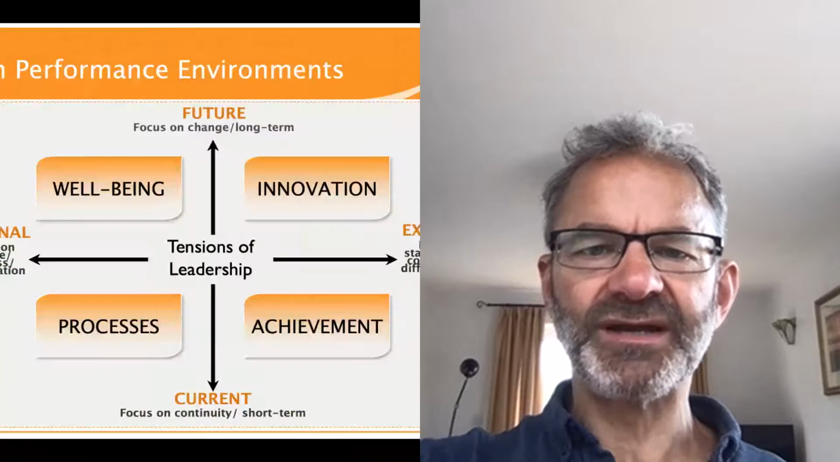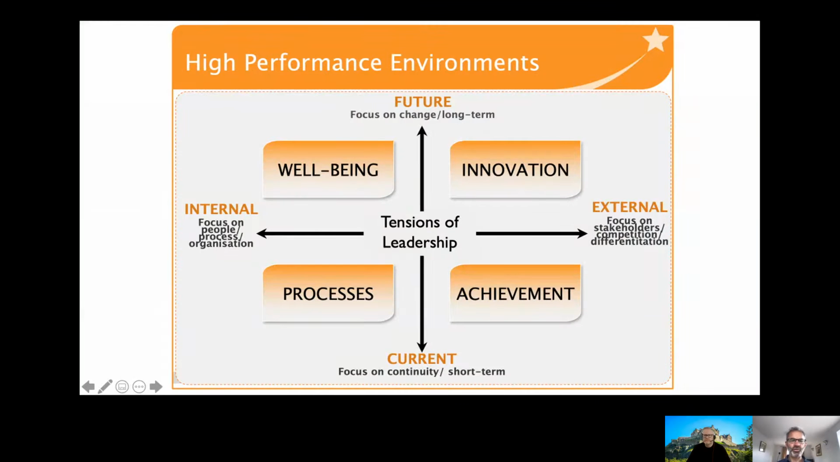And the first one is this, which is really about high performance environments. And in the middle, you'll see what we call the tensions of leadership. The tensions of leadership are that the leader has to think about the short term, the current, down the bottom, but they also obviously have to think about the future and the longer term. One of the tensions is to manage those two. And then the other tension is that they need to focus on internal things, but also they need to focus externally on their stakeholders, the competition, the customer, etc.